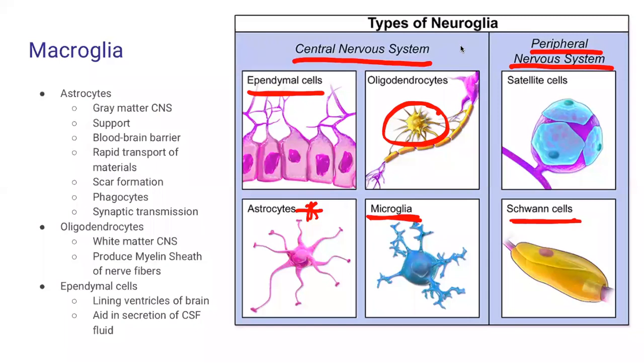Lastly, we have our satellite cells. These are going to be the astrocyte equivalent in the peripheral nervous system. So they're going to take care of the nerves in the peripheral system and make sure they have all the nutrients and stuff that they need as well.